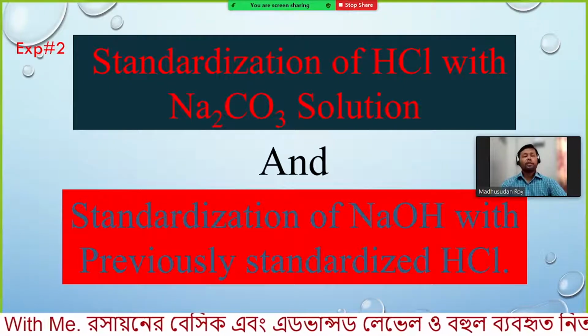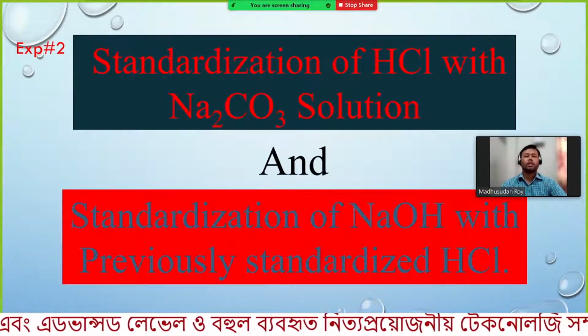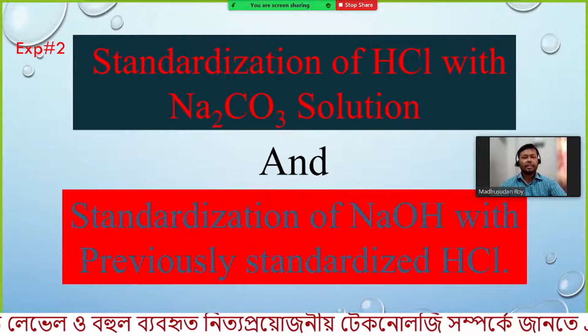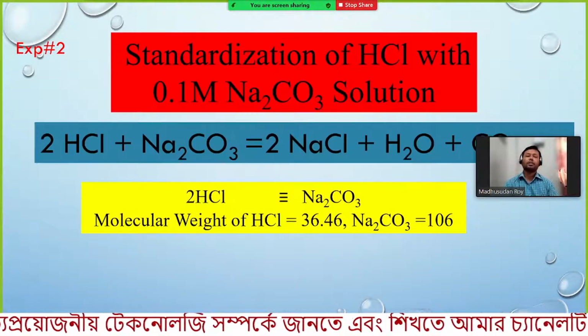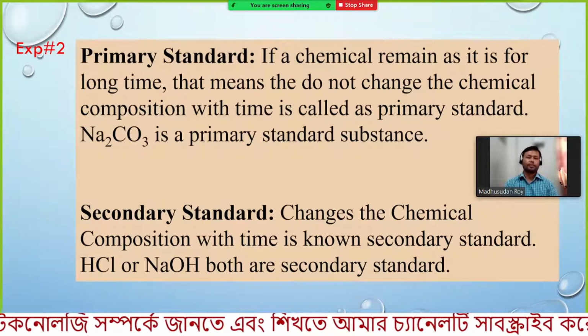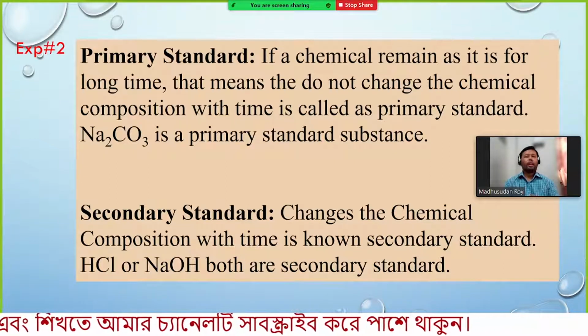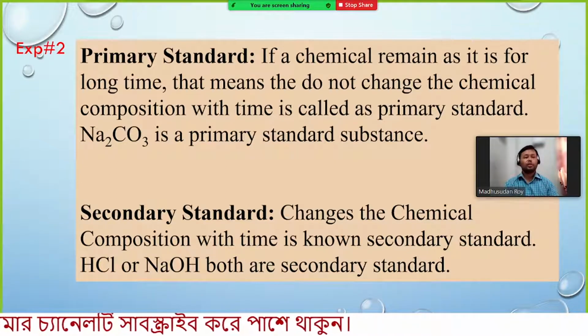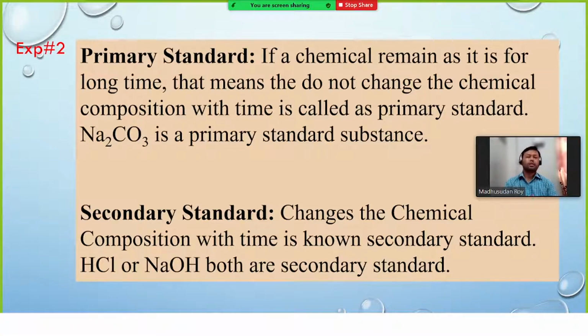But why do we need to standardize one chemical to find out the concentration of another? Maybe you are familiar with the words primary standard substance and secondary standard substance. Then what is a primary standard substance? If the chemical composition of a chemical remains the same with time, then we will consider that substance a primary standard substance.